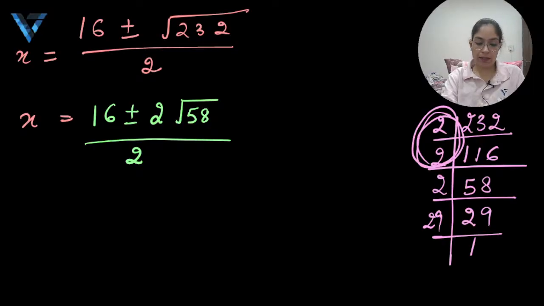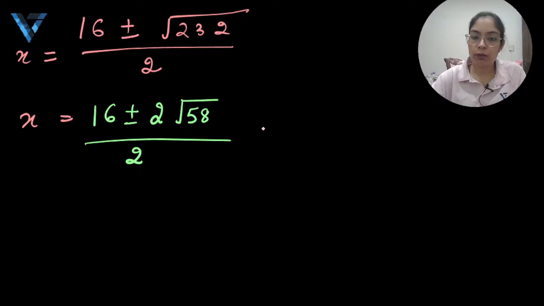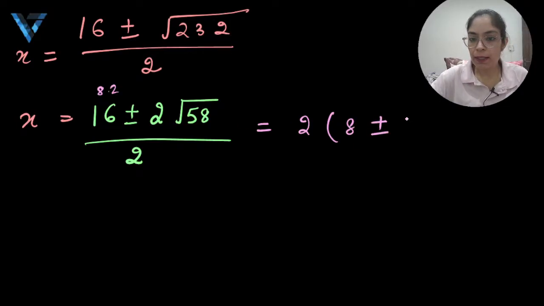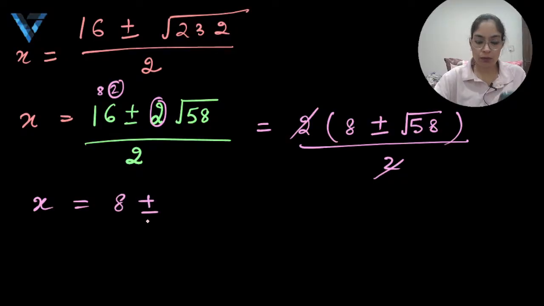Prime factorization: we are getting 2 three times and then 29. So one pair of 2 we can take out, and 58 we can write inside. Now here also let's take 2 common, because 16 is 8 into 2. So I am taking 2 out as a common factor, then 8 plus minus root 58. This 2 I have written outside will get cancelled with the 2 at the denominator. So x is equal to 8 plus minus root 58.